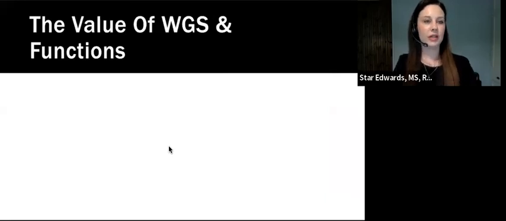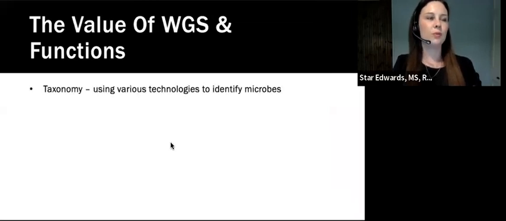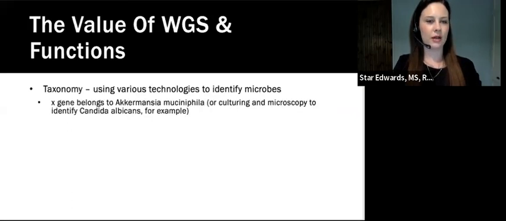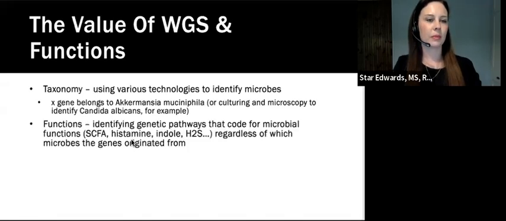Next, we are going to move into the function section. So I want to talk about what it means when we talk about functions. And when we talk about functions, we have to start with taxonomy because taxonomy is a little bit different. Taxonomy is using various technologies to identify microbes. We can look for a gene, and we know that this gene belongs to Akkermansia muciniphila, so we have Akkermansia here. Or it could mean that we're culturing and using microscopy to identify something like Candida.